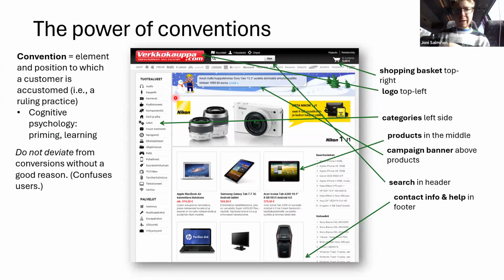And in e-commerce, they have a lot of these conventions about where the shopping basket is placed and where the categories are and so on. So it's about landing pages and category pages and product pages. And there's a good reason why the biggest e-commerce sites have specific layouts. They have tested them with a lot of people.